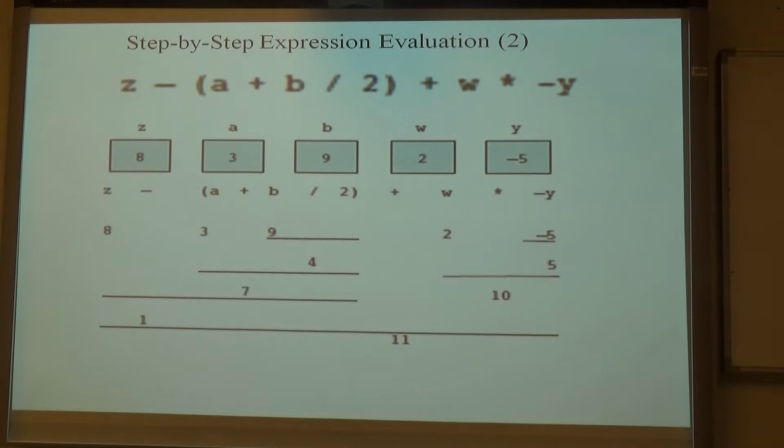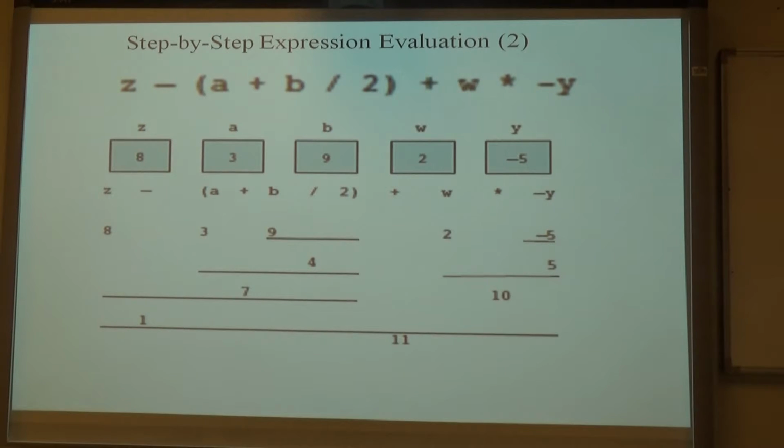Here we have Z minus A plus B over 2. A plus B over 2 is a sub-expression, plus W minus Y. The content of Z is 8, of A is 3, B is 9, W is 2, and Y is minus 5. Because we have a sub-expression, we start with that first because it has the highest priority. In that sub-expression, we have addition and division, so division will have the highest priority, so we get B over 2. B is 9 over 2, because we have integer division, it will become 4. And then we have A plus 4, it will become 7.